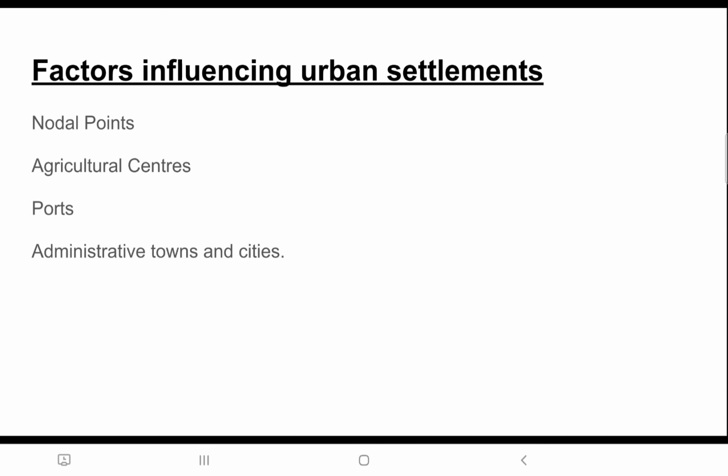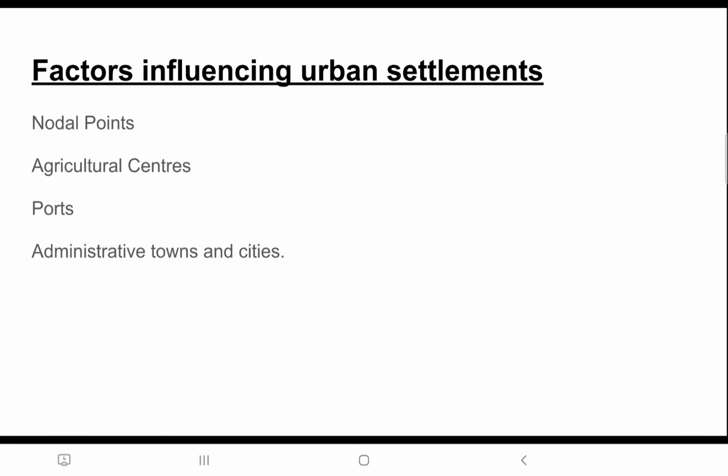Okay, we've also got ports. Seaports are really quite important in influencing a lot of urban settlements. Seaports obviously provide good transport links for cargo and business. You have to have deep water close to the shore where the ships can anchor to unload their cargoes, and ports need shelter from strong winds and rough seas. That's provided by bays and river estuaries. So ports are an influencing factor as well.